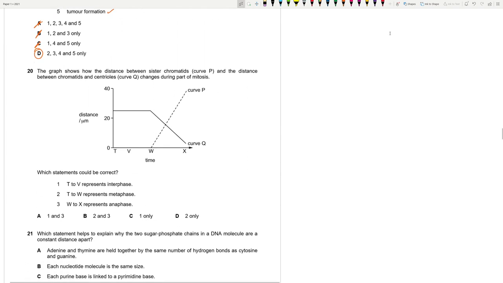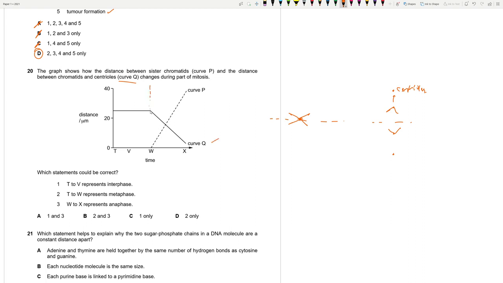Number 20. The graph shows how the distance between sister chromatids and the distance between chromatids and centrioles changes during part of mitosis. Which statements could be correct? So curve Q is the distance between chromatids and centrioles. Curve P represents the distance between two sister chromatids. Okay, so this is the equator. At metaphase, it's like this. And what happens at anaphase and telophase? Basically, they split apart and move in opposite directions towards the centrioles, correct? That's why curve Q decreases over time.